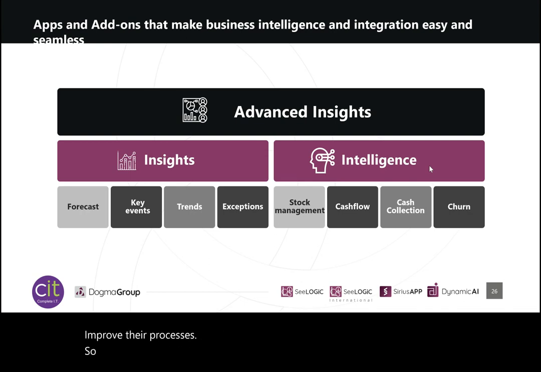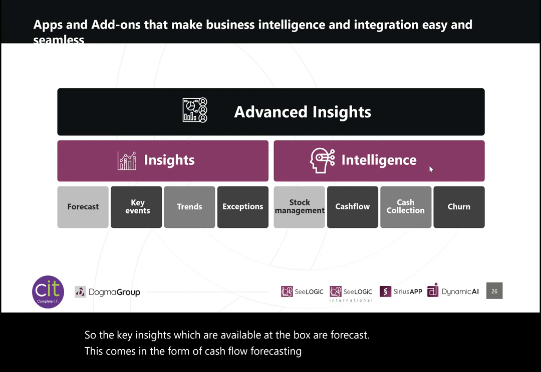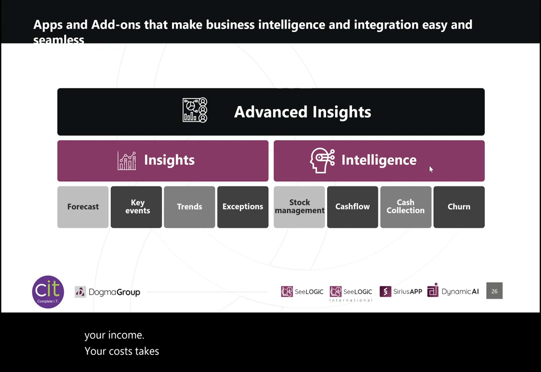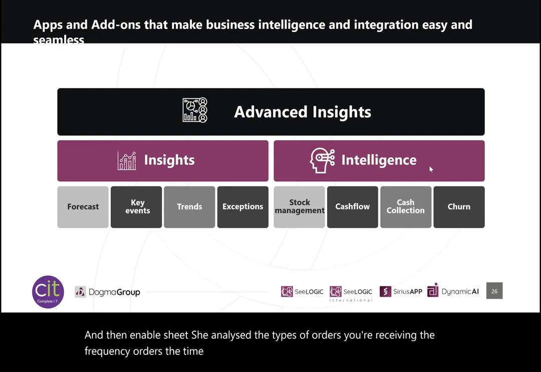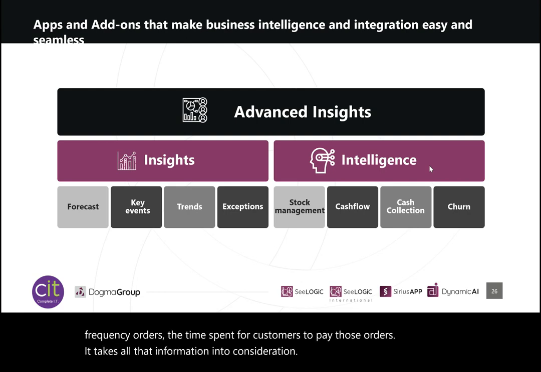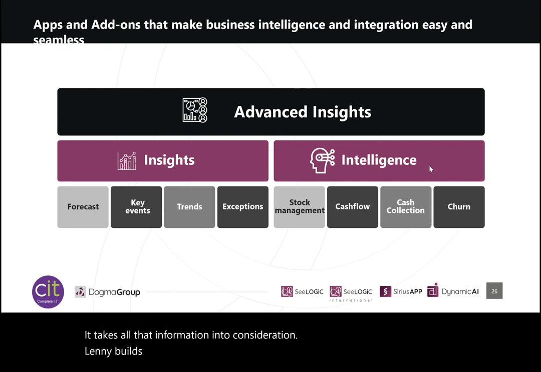So the key insights which are available out of the box are forecast. So this comes in the form of cash flow forecasting. So it takes all of your normal cash flow management in terms of your opportunities, your expenditure, your income, your costs, takes all of those into account. It then enables you to analyze the types of orders you're receiving, the frequency of the orders, the time spent for customers to pay those orders. It takes all of that information into consideration, and then it builds a 12-month cash flow forecast.